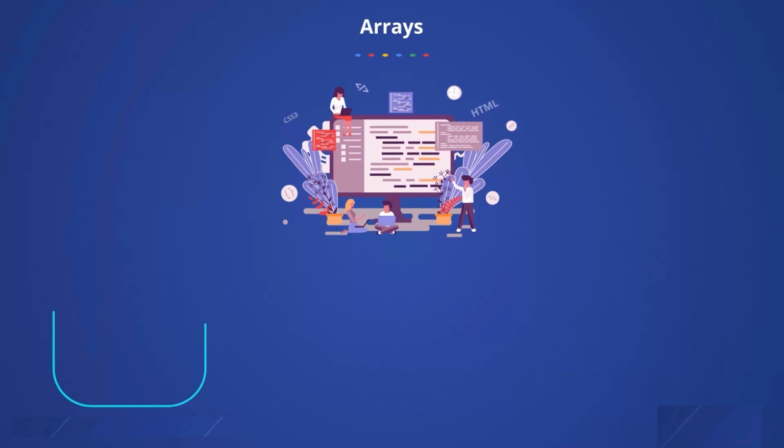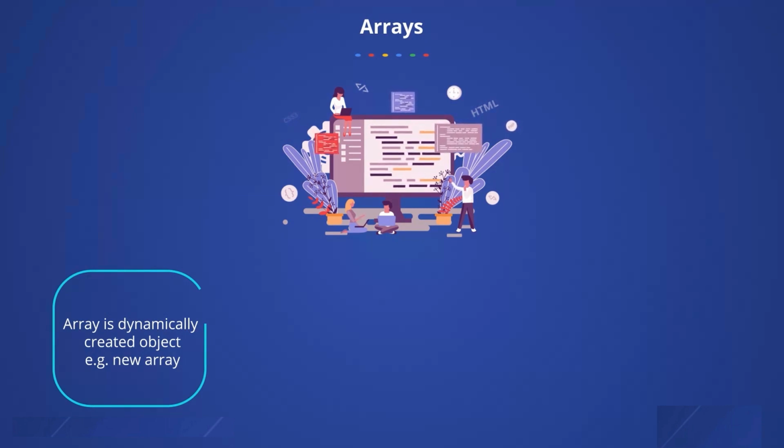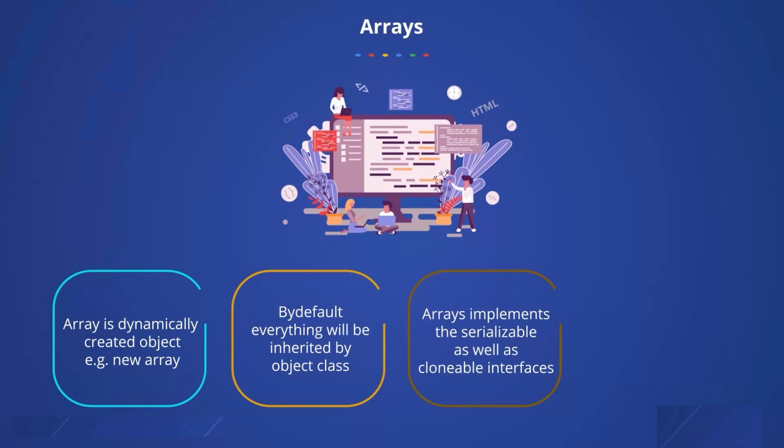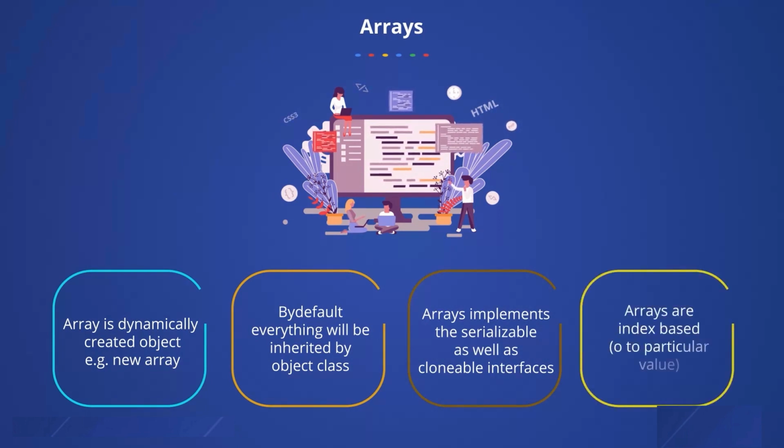And one more thing: arrays are dynamically created objects, because when you're creating an array, you say new array. So it dynamically creates that object. By default, everything, not just arrays, is inherited from the Object class. In this case, the array implements the Serializable as well as Cloneable interfaces. And as you all know, arrays in Java are index based. That means you have to start from index 0.